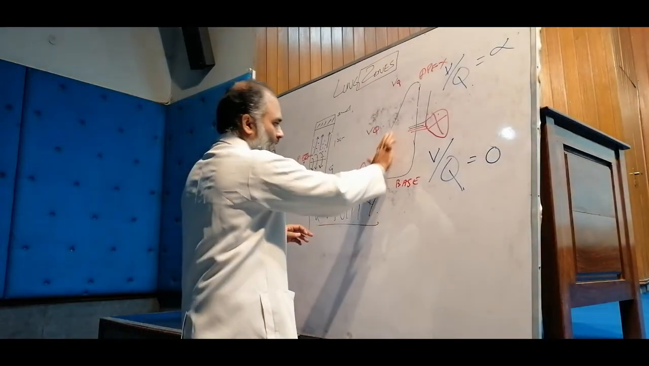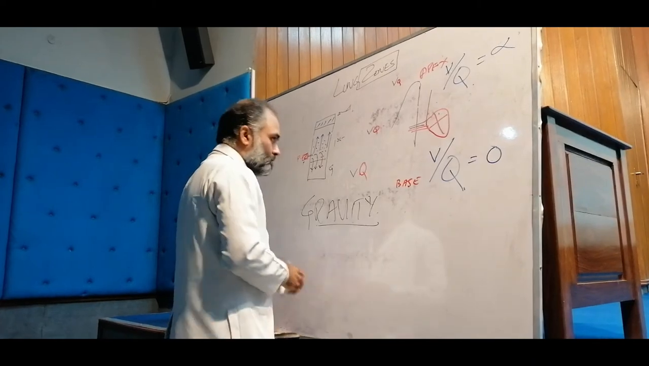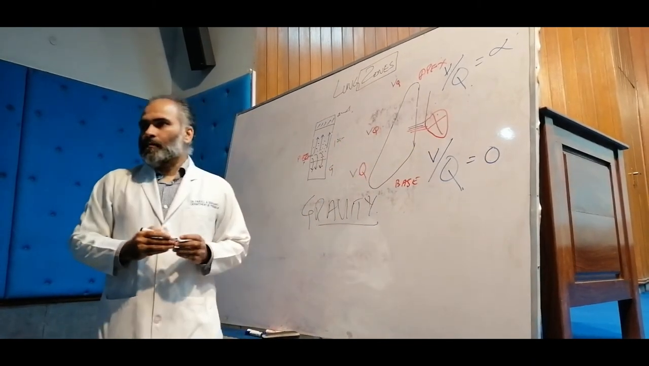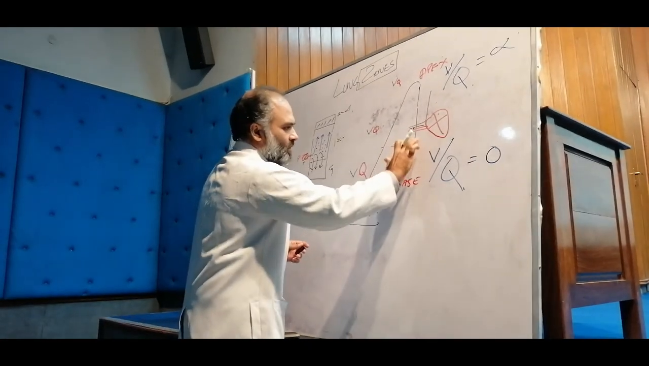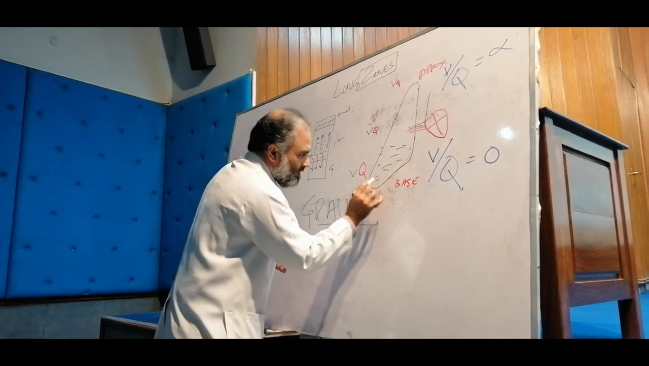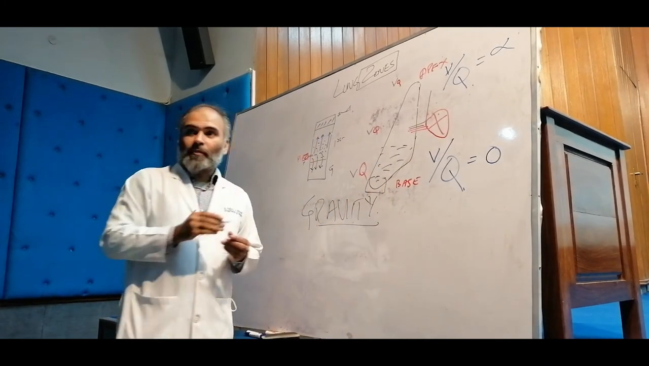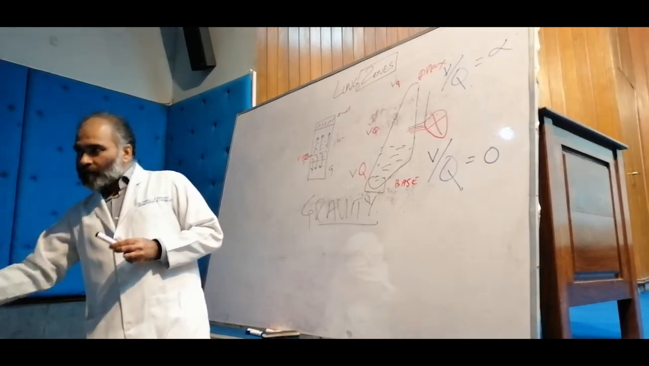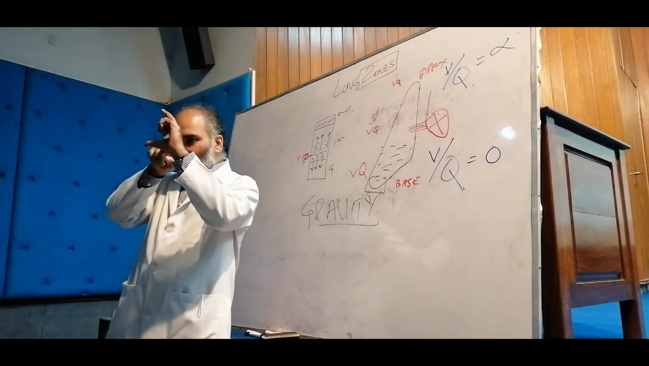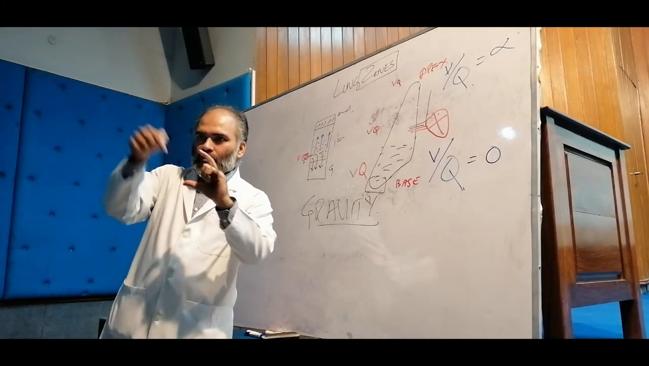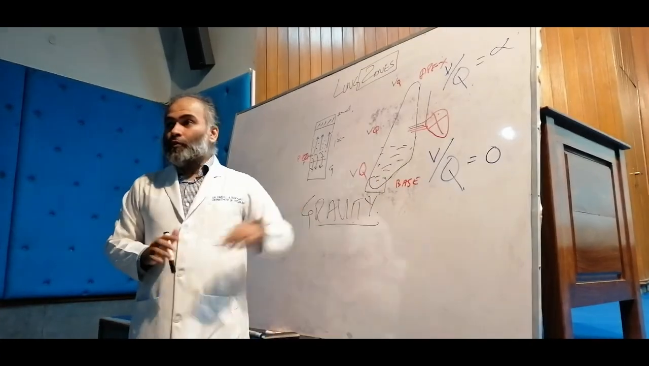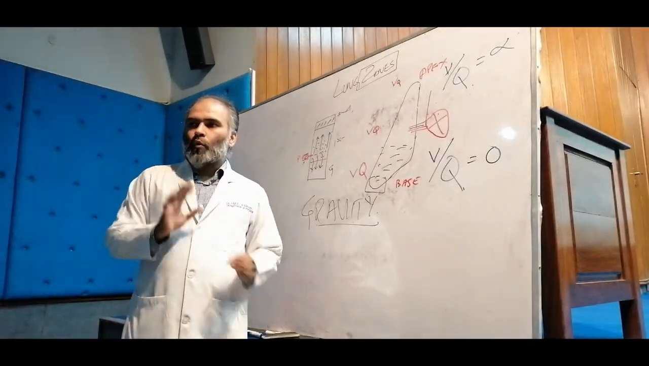So the lung is actually like this. If this is the entire base, this area is the base of the base, if I may say so. It's really the lowest part of the lung. Of the entire base, this corner here is the most lower part of the base. Get it? So maybe right here, the V over Q may approach zero.